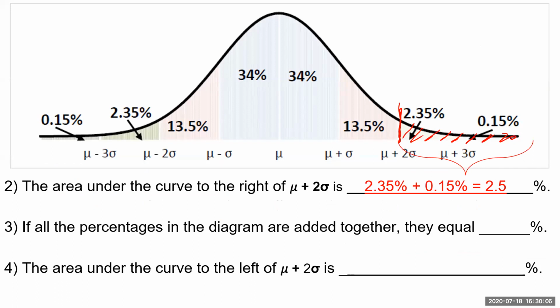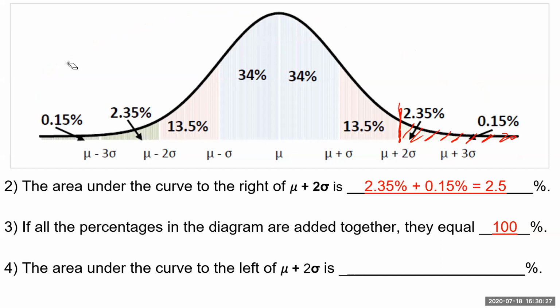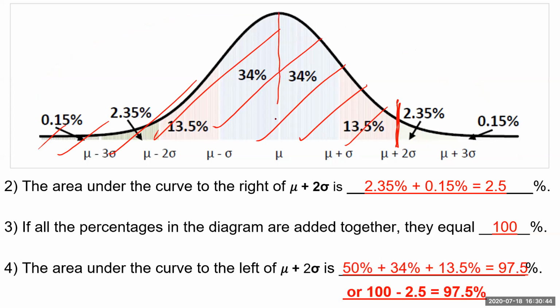Okay. Now, if all the percentages in the diagram are added together, now add all the percentages on this diagram. If you add all the percentages, what do you have? 100%. Okay. Now the area under the curve to the left of mu plus 2 sigma. So the area under the curve to the left of what? Mu plus 2 sigma. Now half of it is what? 50%.